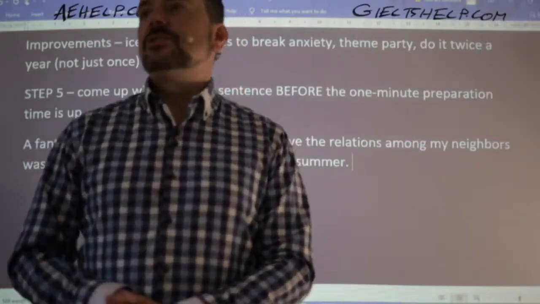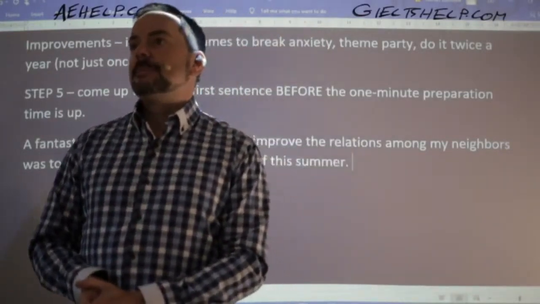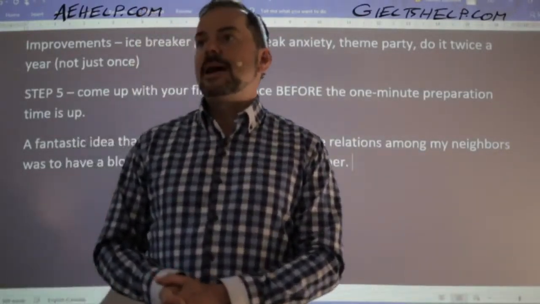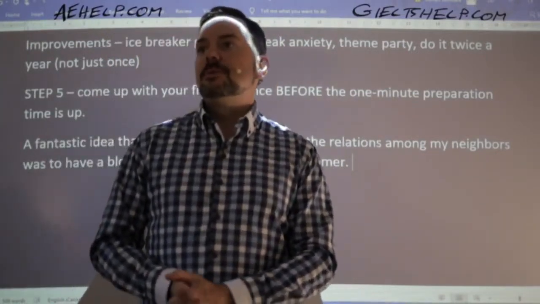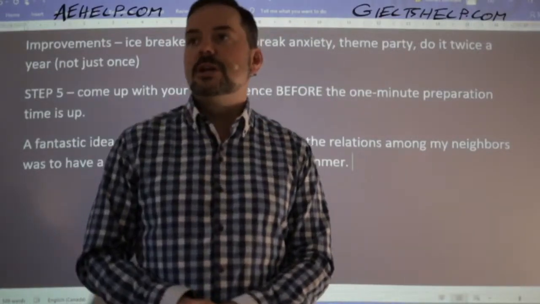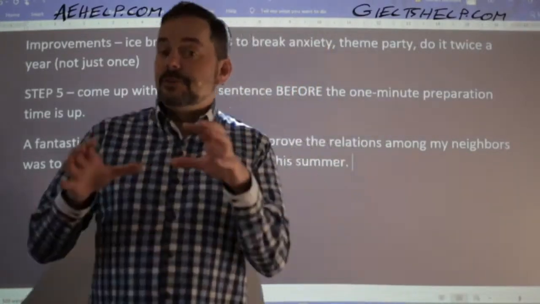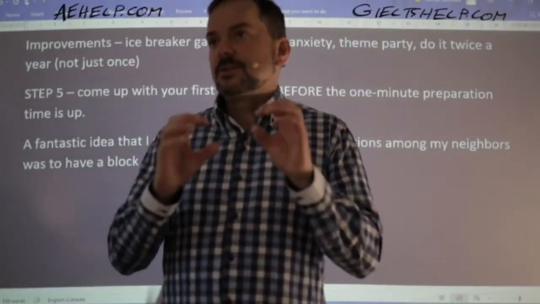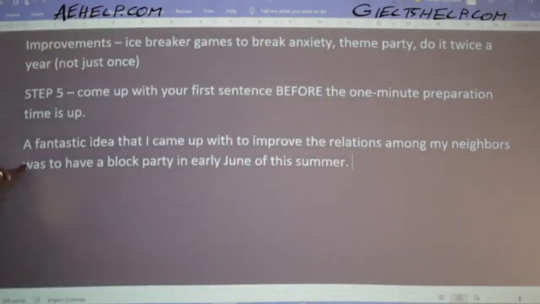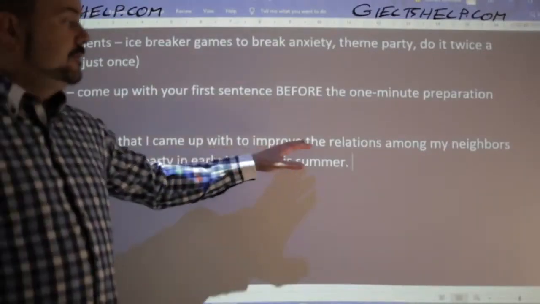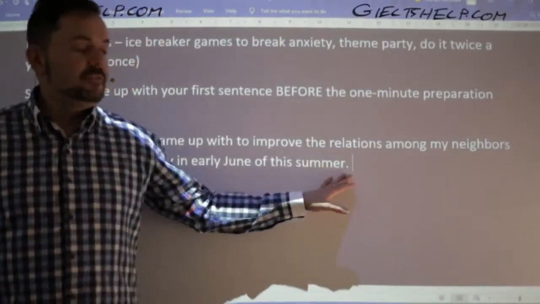All right. Janelle says, well, a great idea I had to strengthen a relationship with my neighbors was organizing a block party last summer. Okay, June says, back in March 2016, I conceived a great idea for a better relationship among my neighbors in June, which was to host a block barbecue party on the street. Okay, good, June. Careful not to over speak, right? You're going to make mistakes. There's a little bit of awkwardness there with too many words, okay? All right, so a fantastic idea that I came up with to improve the relationship among my neighbors was to have a block party in early June of this summer.